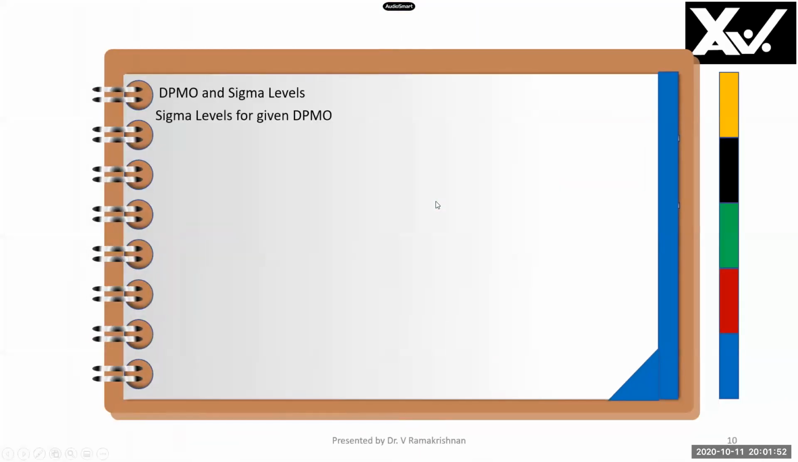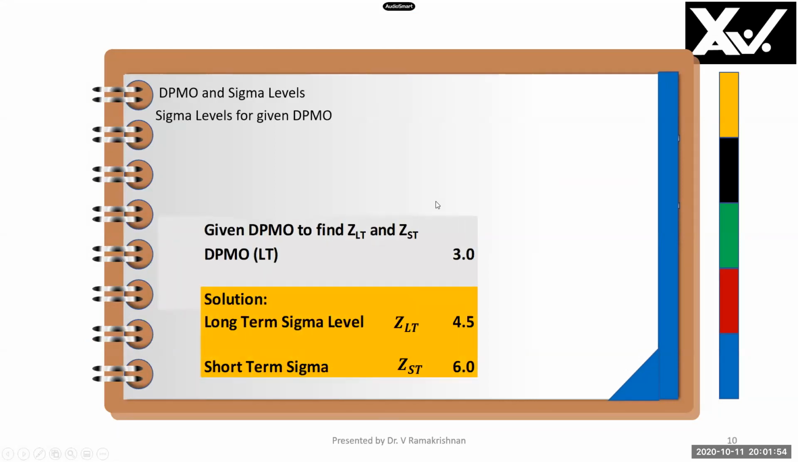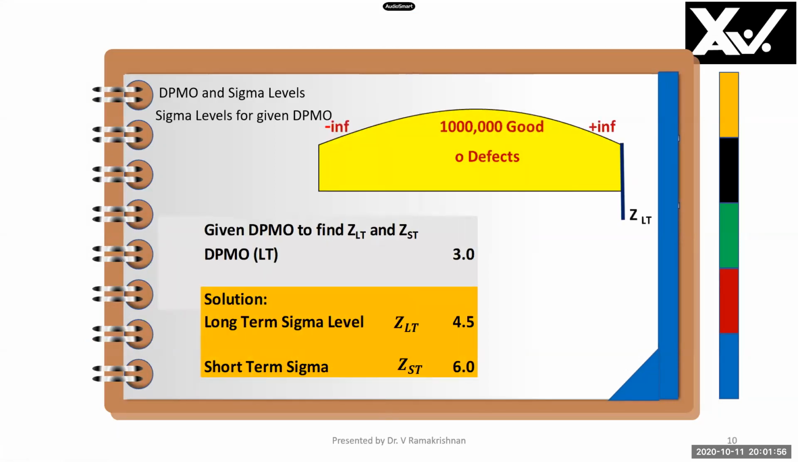Now, once DPMO is known, we can find out sigma levels. How are we going to find out? See here. Please note, if sigma LT, the long-term sigma, is plus infinity, what is to the right of it? Then to the right of it is 0. Therefore, 0 defects. That means all the 1 million goods produced are very good goods. Therefore, ZLT is plus infinity means 0 defects.